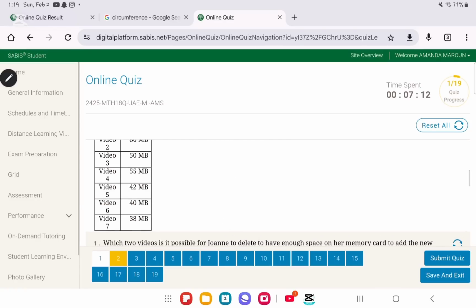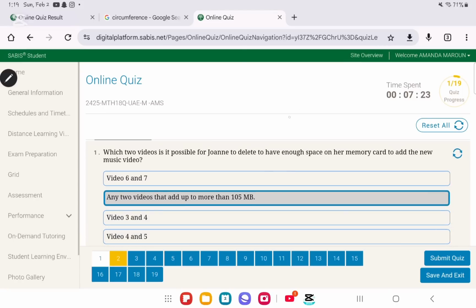They said video 6 and 7. Video 6 plus 7, if you add 40 megabytes plus 38, you are gonna get 78, which is definitely less than 105. If you go to 3 and 4, oh my goodness, I refreshed, it's okay.